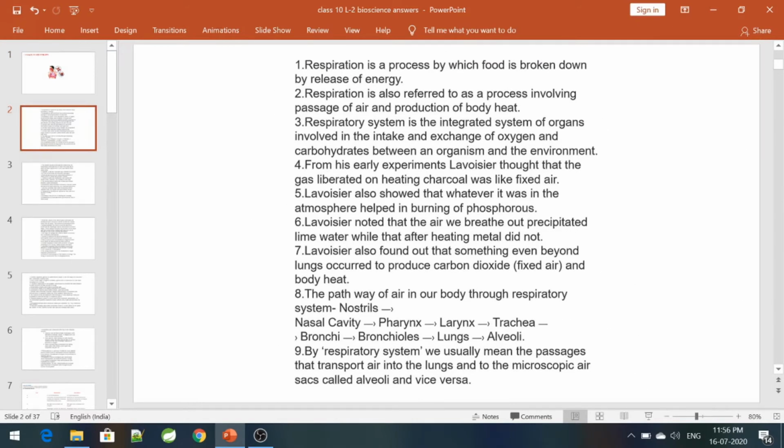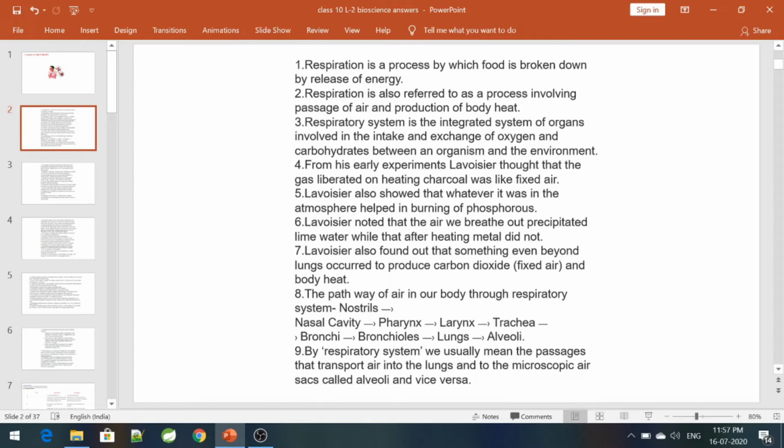Respiration is a process by which food is broken down with the release of energy. It is also referred to as a process involving the passage of air and production of body heat. Not only does the passage of air take place, but also the process by which food is broken down with release of what? Energy. Body heat is also produced by what? By respiration.